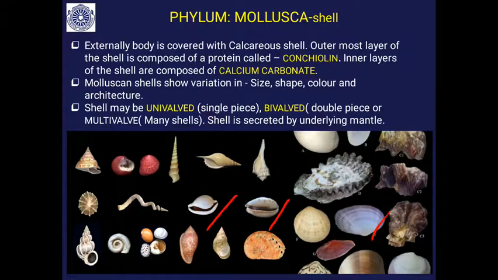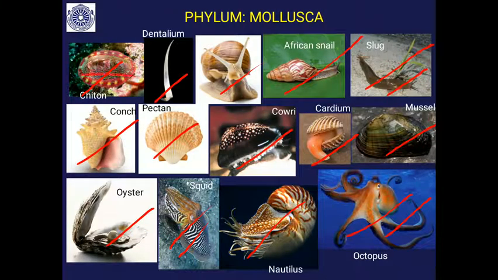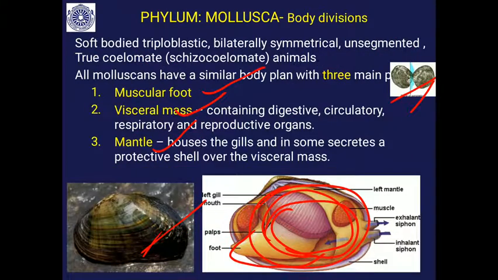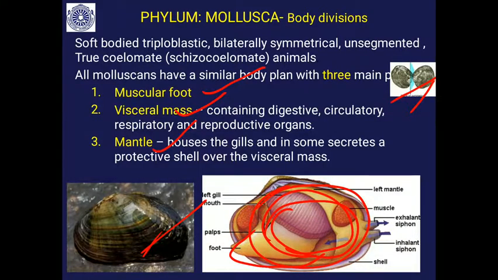Or else they may have multi-shells, multi-valved shells. In the case of chiton, you will find 8 pieces of shells. They may be coiled, they may be flat. So, different types of shells you will find in mollusca. All these shells are secreted from the flap of skin, the mantle that covers the viscera.